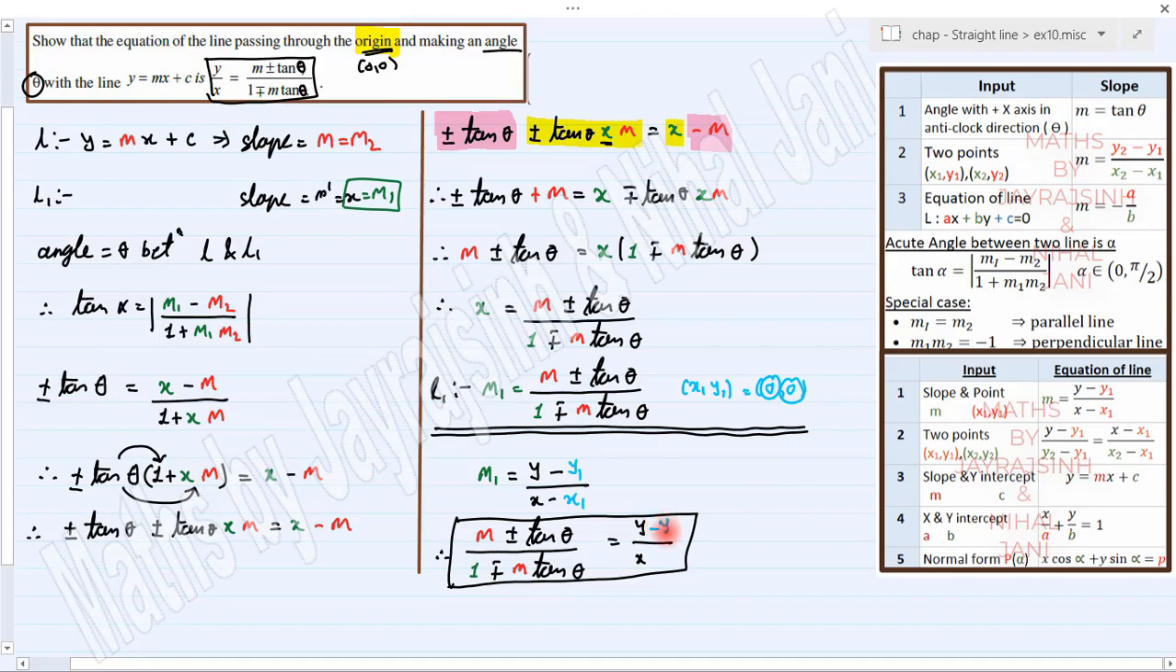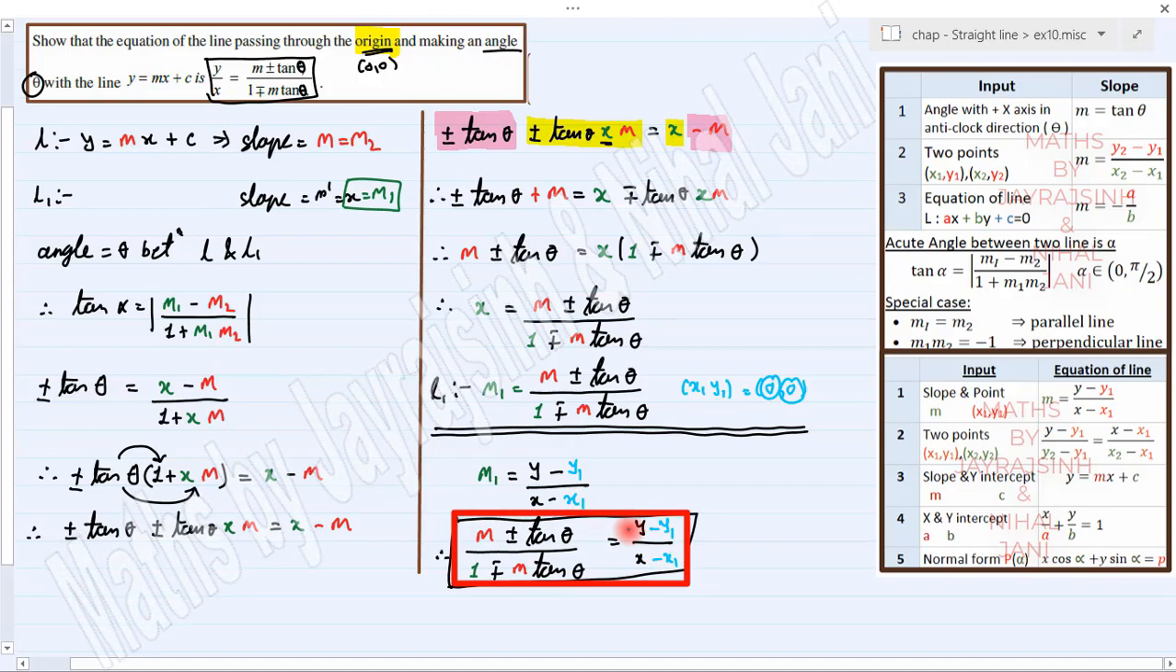Now, if we don't substitute the value of y1 and x1, then we will get one shortcut which can be used to obtain a line which is at the angle of theta and passing from x1, y1.